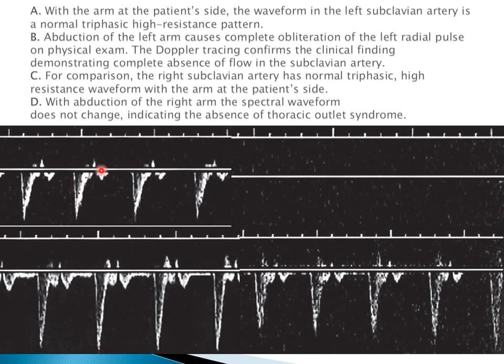Sometimes the cause is arterial. Here in the arterial phase, normally during abduction there is flow. Here we have the high resistance flow. With abduction, no flow, so it's suggesting that the vessel is obstructed.